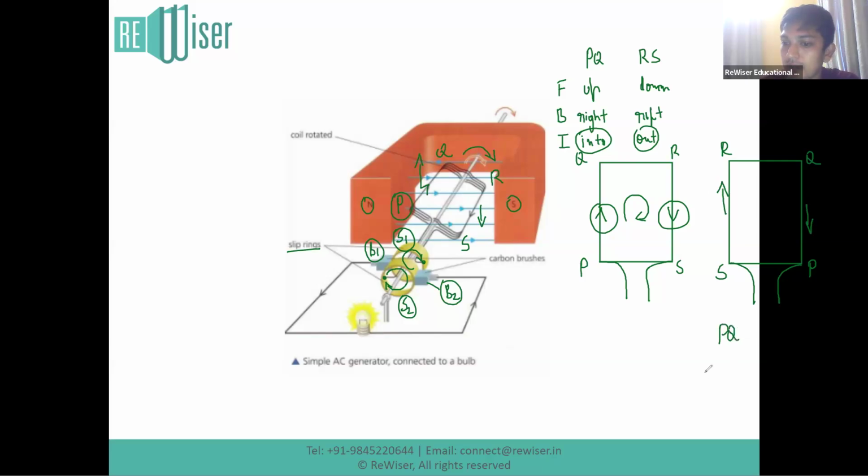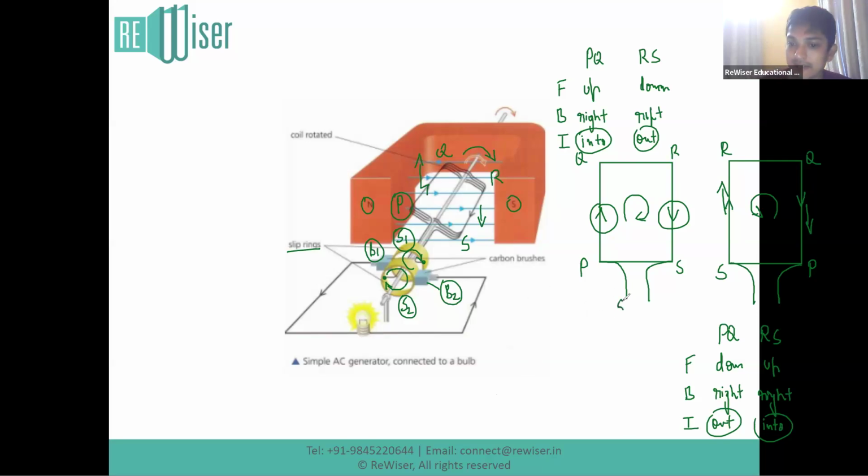So for PQ, force acting is now downwards. Magnetic field B is still to the right, which means current induced I will be out of the page, which was originally the direction for RS, if you notice. For RS, force acting will be upwards. Magnetic field is still to the right, producing the current into the page. So if you notice, on PQ, current will be out of the page like this, RS inwards. So that means direction of current induced will be reversed. So in other words, current direction reverses every half a cycle.